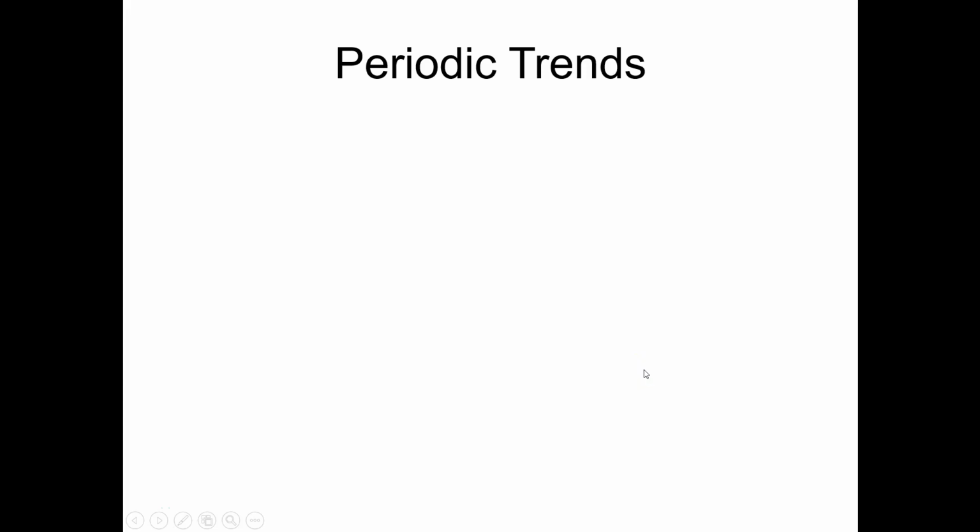Welcome. And we are moving on into chapter 7, which deals with periodic trends in the elements. And so we're going to focus really on four things in chapter 7. There's some stuff toward the end about various groups of the periodic table that we're not really going to focus on, but these are the four things we're going to talk about.